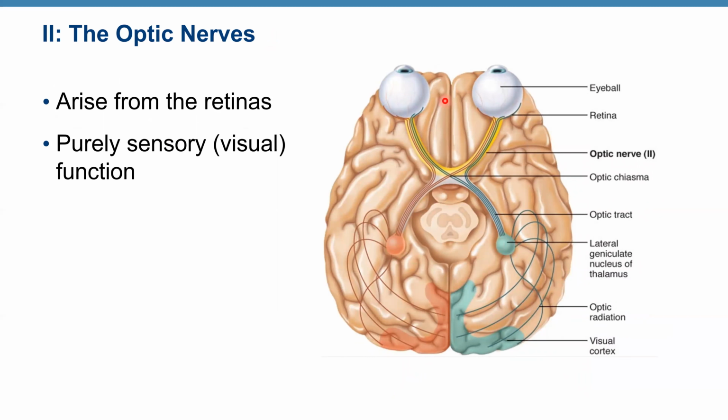Optic nerve. The optic nerve arises from the retina. Here's the retina of an eye, and here are the optic nerves. Then they cross at the optic chiasma, and they move further, finally to the occipital lobe through the optic tracts. So retina, optic nerve, optic chiasma, optic tract, and this is called optic radiation to the visual cortex, which is located in the occipital lobe. This one is also pure sensory, only visual function, vision.